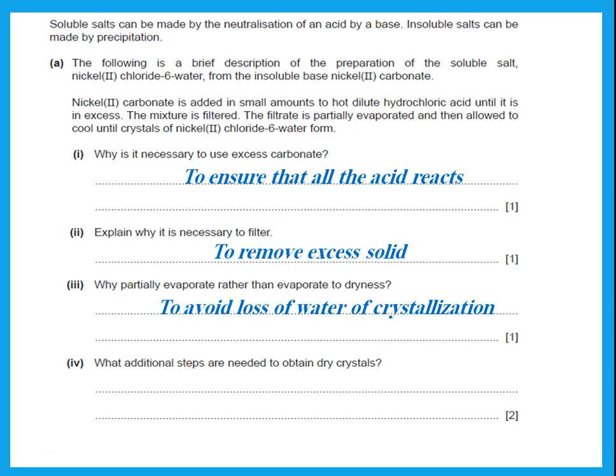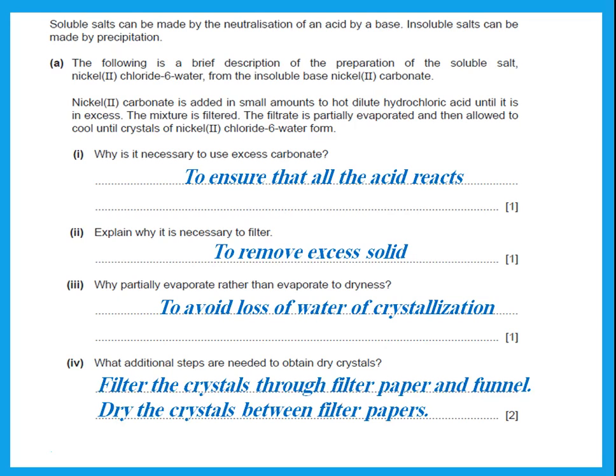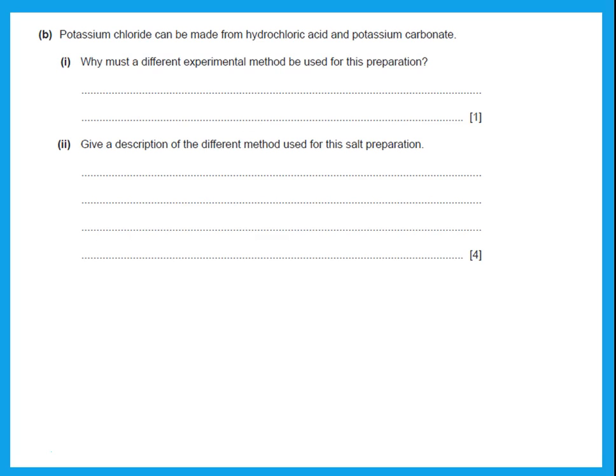He's trying to make nickel chloride 6 water. So this is something that is hydrated with water of crystallization. I don't want the water to evaporate. What additional steps are needed to obtain dry crystals? Okay, where did he stop? He said the filtrate is partially evaporated and then allowed to cool until the crystals form. What do I do next to the crystals? I filter through filter paper and funnel, and dry the crystals between filter papers. I could also wash before I dry.